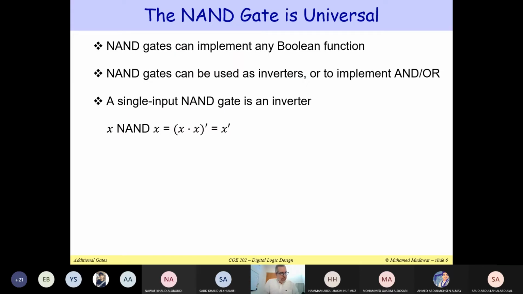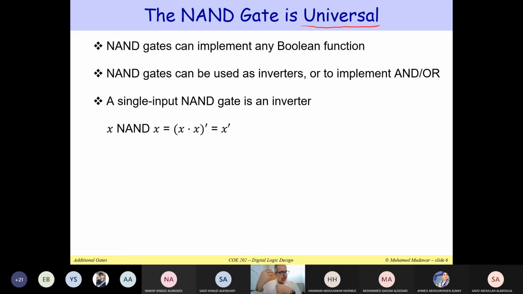Now, the nice thing about the NAND and the NOR is that these gates are called universal gates. They are called universal because they can be used to implement any Boolean function. So we can implement any Boolean function using only NAND gates. In fact, I can implement the inverter using a NAND gate. I can implement AND using NAND gates. I can implement OR using NAND gates.